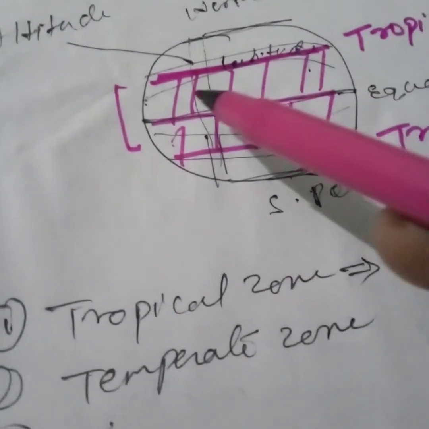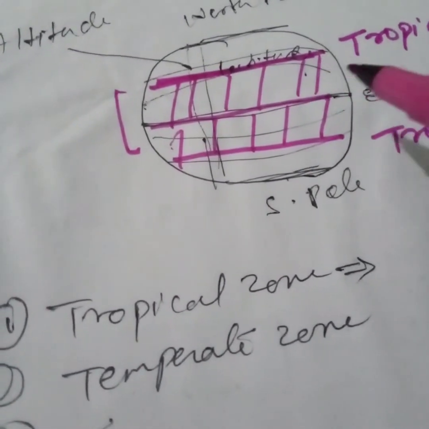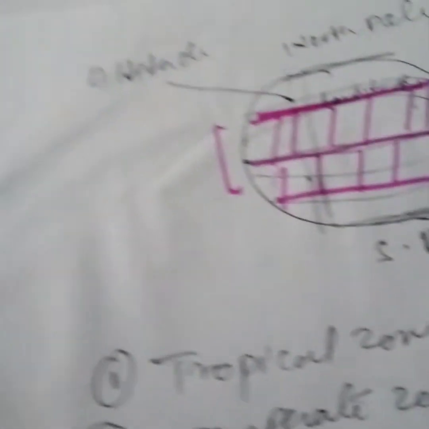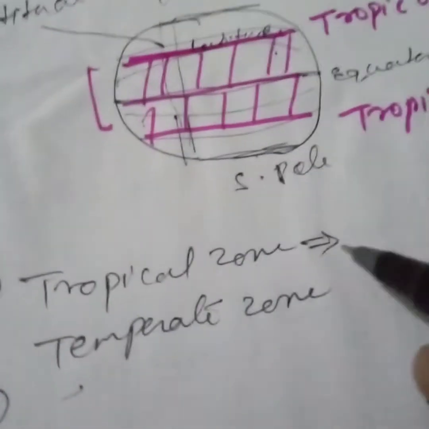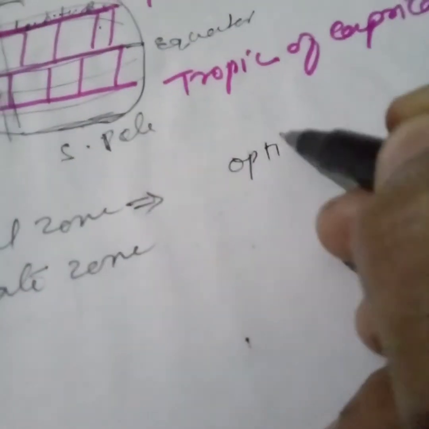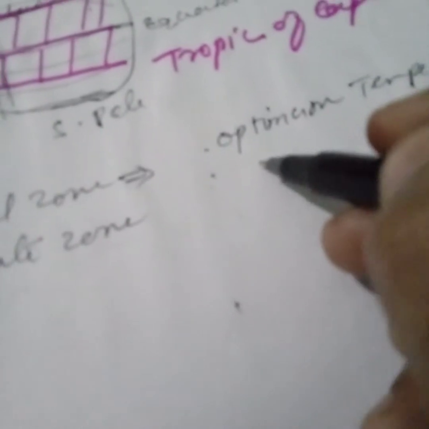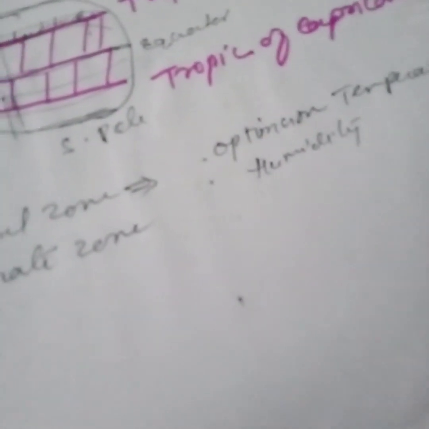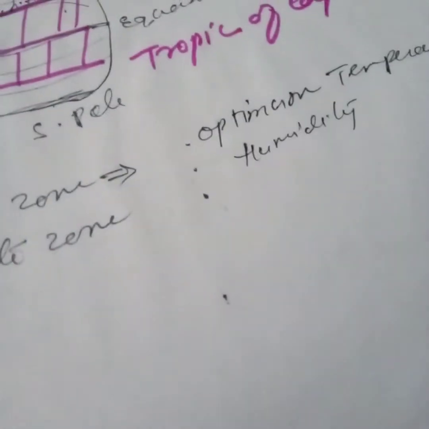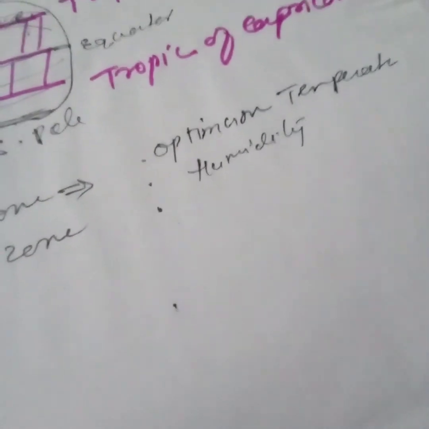That's why the tropical zone shows an increase in biodiversity. So what is the reason for the increased diversity in the tropical zone? It has an optimum temperature. Clear? Next, humidity will also help in the diversity of the vegetation, actually plant vegetation, as well as a good, adequate amount of rainfall.